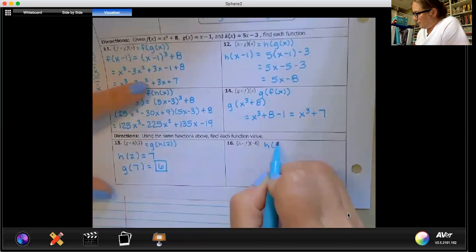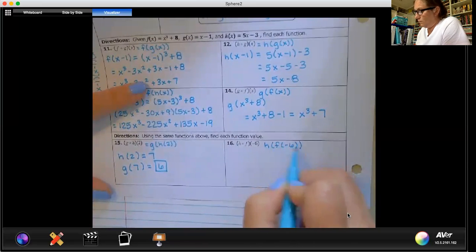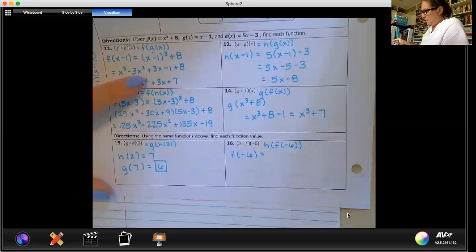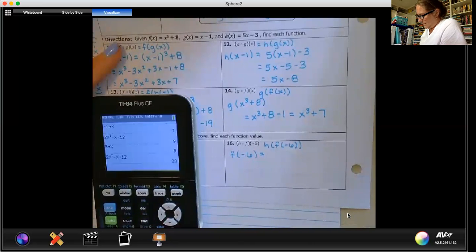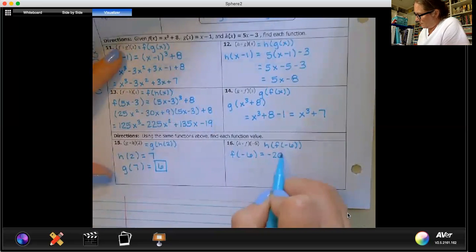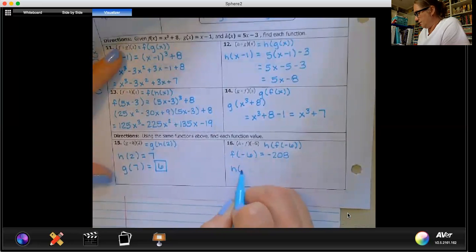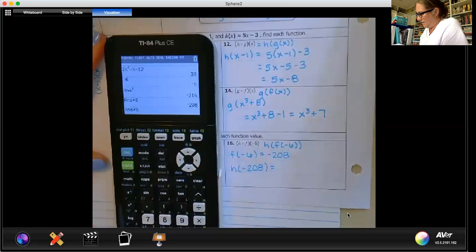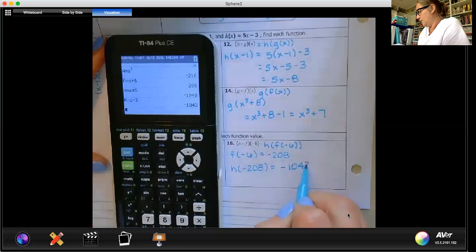So you just plug in one function into another. So h of f of negative 6, you also want to work from the inside out. So we do f of negative 6. That's negative 6 cubed plus 8, negative 208. So h of negative 208, negative 208 times 5 and minus 3 is negative 1,043.